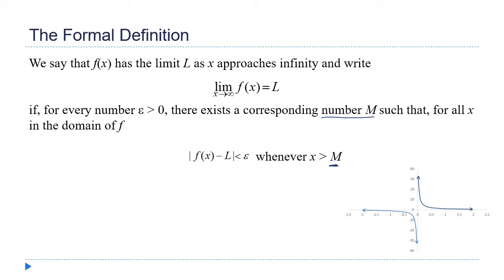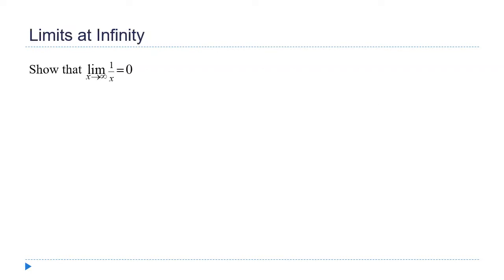So if you look at this in the picture, right, you're going to pick an epsilon. It's going to presumably be pretty small here, right? And I have to be able to find some number, possibly way far out on the right-hand side, so that every x value greater than that, greater than m, has a y value that's in here. Okay.